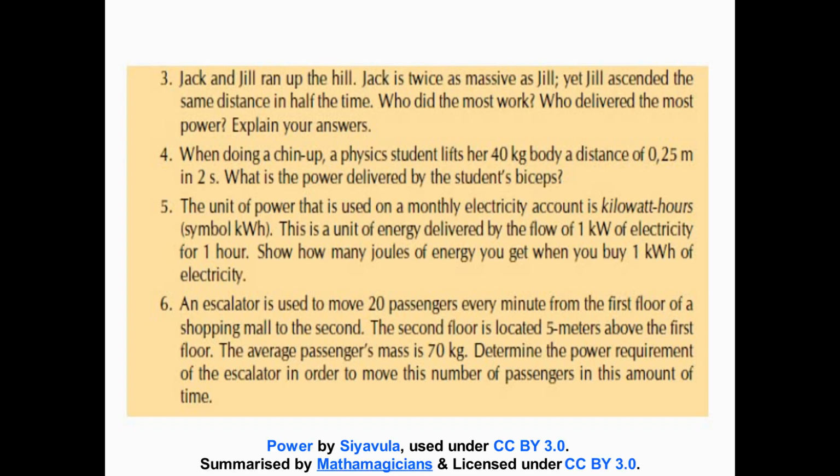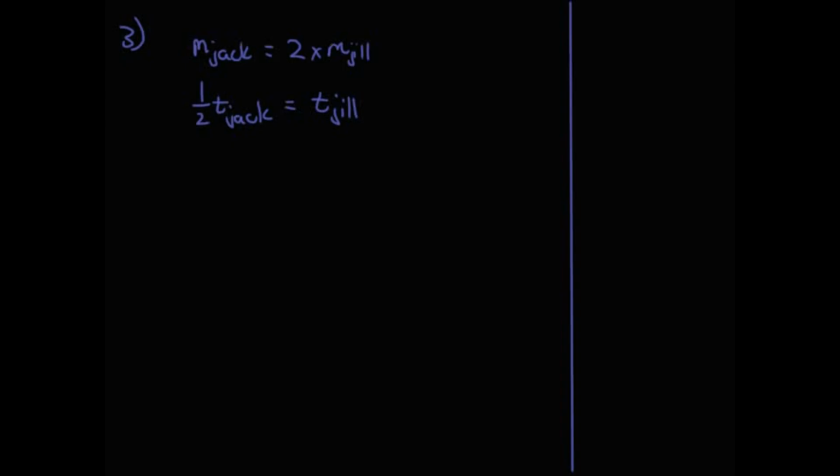Then they ask us who did the most work and who delivered the most power. We can further explain this quickly: the time that Jack took to get up the hill, Jill went twice as fast. Perfect. Now, who did the most work and who did the most power?